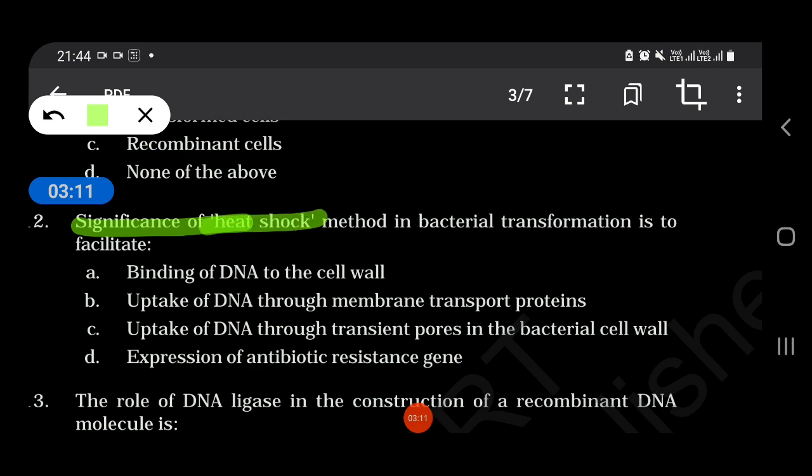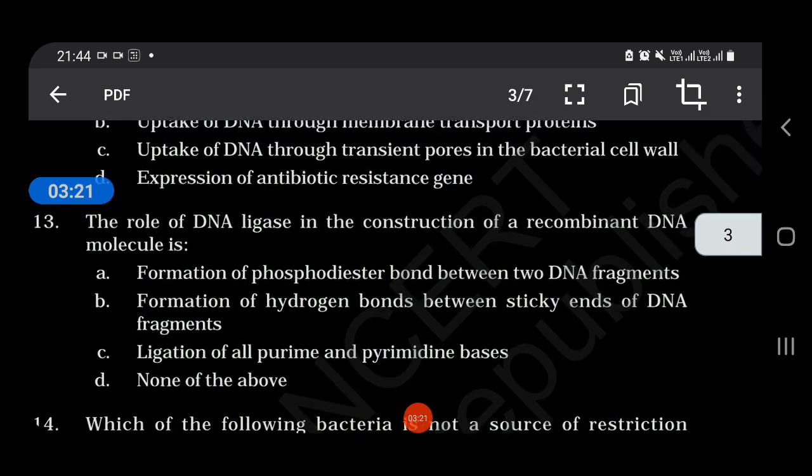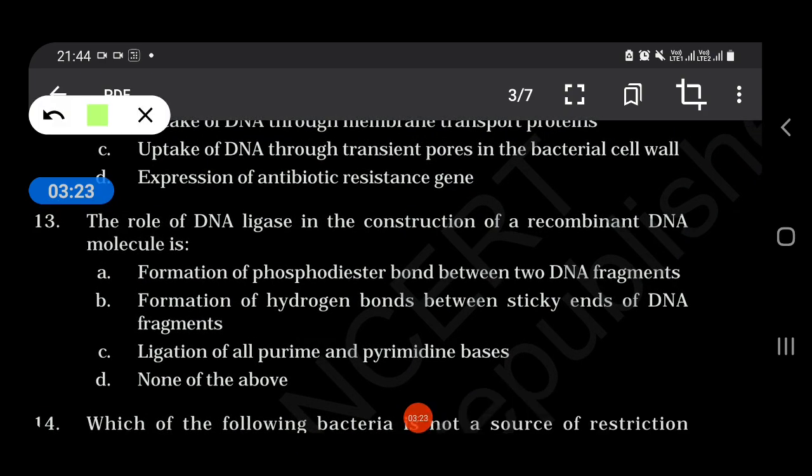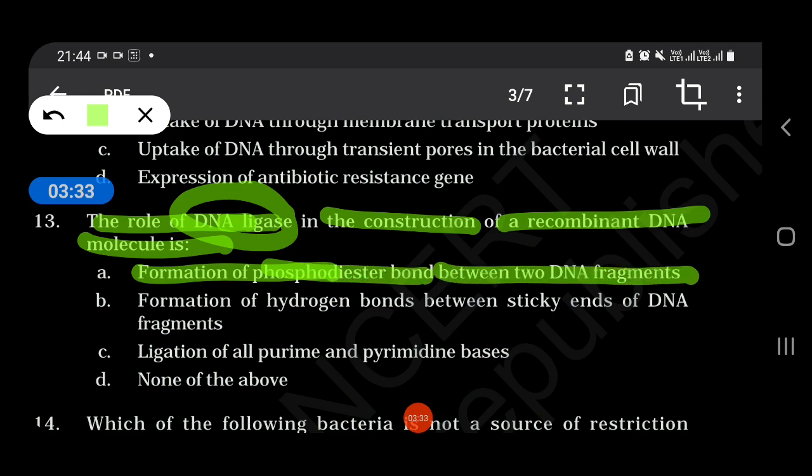Significance of the heat shock method in bacterial transformation is to facilitate uptake of DNA through transient pores in the bacterial cell wall. The role of DNA ligase in the construction of the recombinant DNA molecule is formation of phosphodiester bond between two DNA fragments.